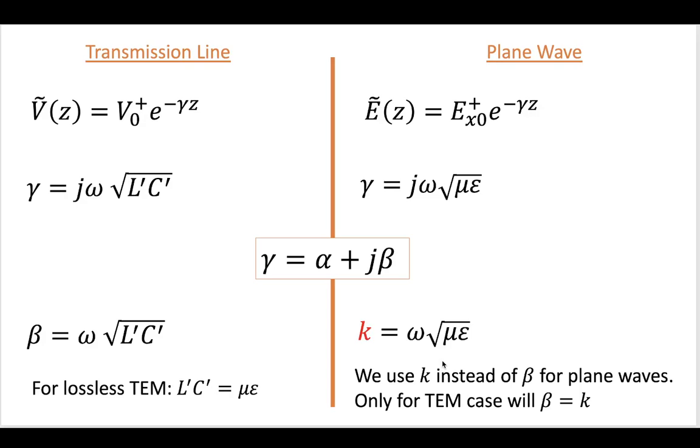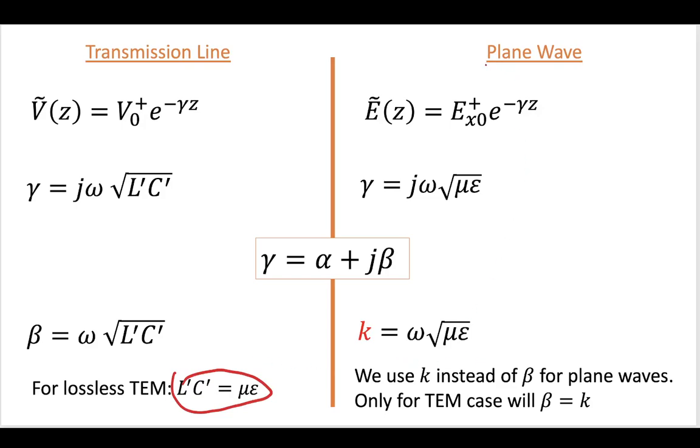There's a couple things that we need to note now. One is that for the lossless transmission line, we say that L prime C prime is going to be equivalent to mu epsilon. So that's where this came from. In your textbook, it probably just stated this as something you should know or was true. And this is basically where it comes from. We can see that now.